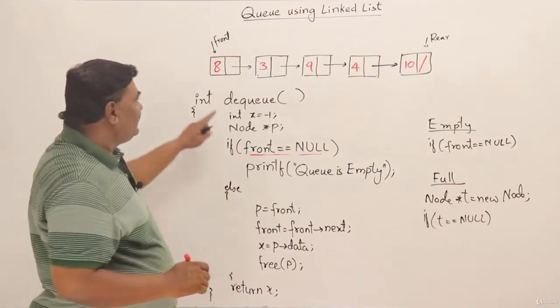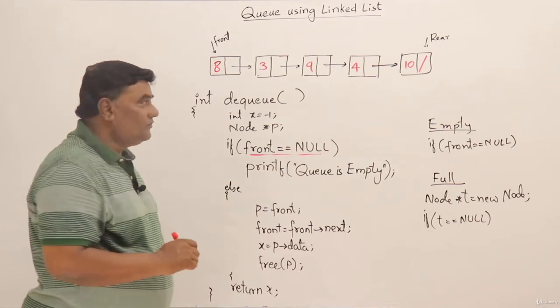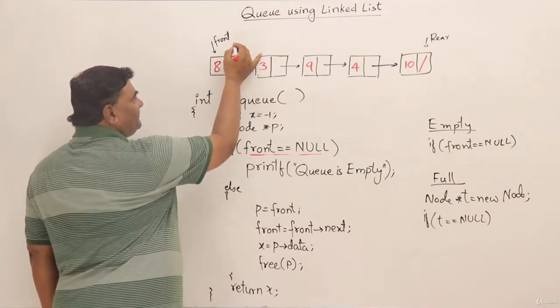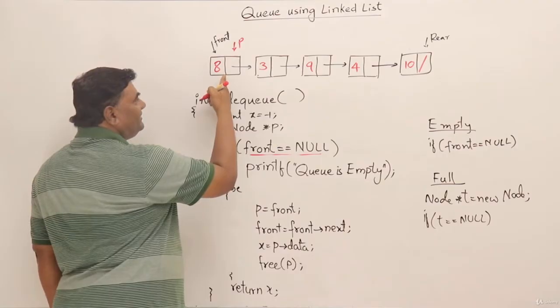So which node should be deleted? Front node. How to delete this front node? For deleting first node, we know the procedure. We should have a temporary pointer P pointing on the first node.